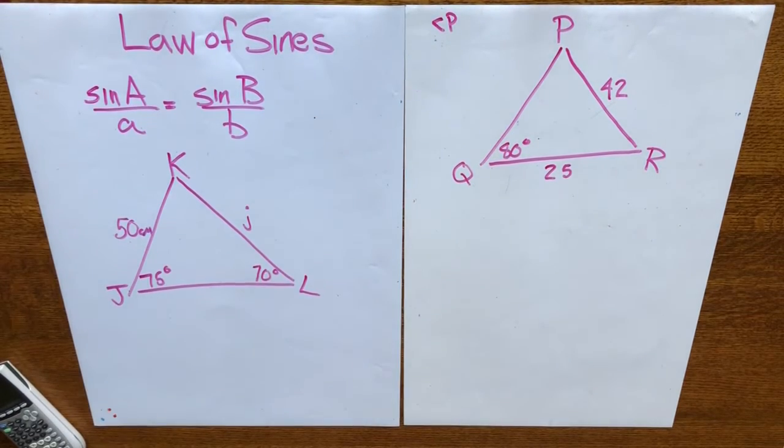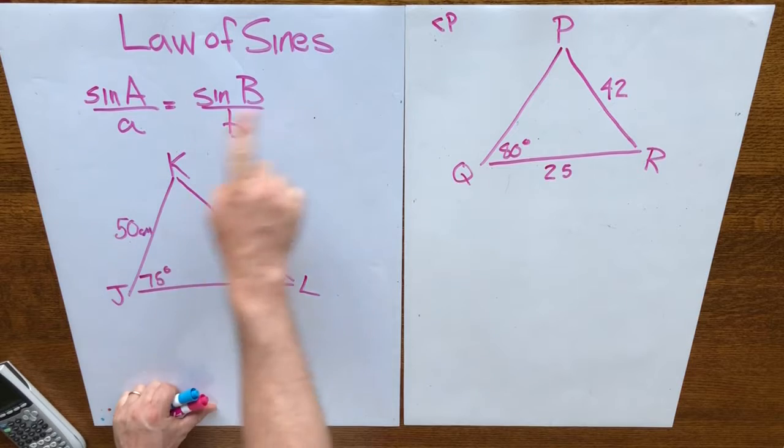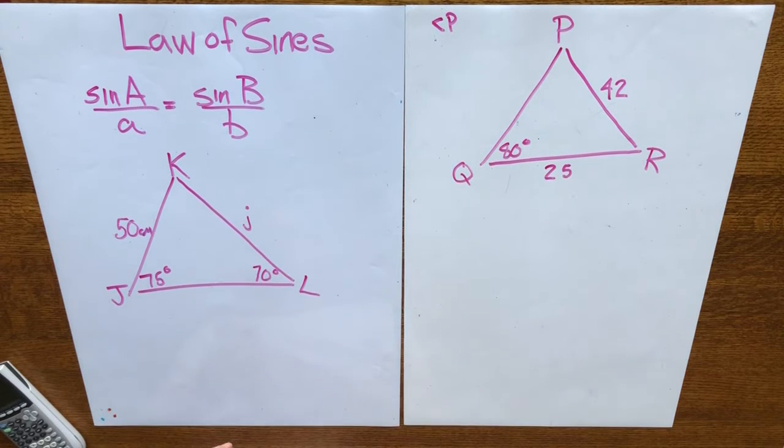This is the last video in the trigonometry unit, our last lesson in the trigonometry unit, and it deals with solving triangles that don't have right angles in them, and you need to use two different laws. One is called the law of sines, and the other the law of cosines. Let's start with the law of sines.